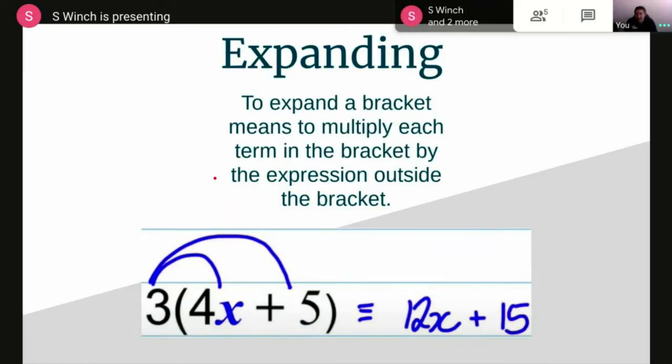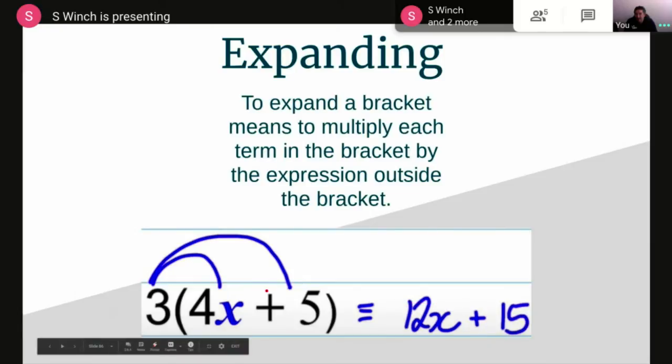As you can see on the screen, expanding is just to multiply each term within the bracket by the expression outside the bracket. So here, you've got 3 outside the bracket, and if you multiply that by the first term within the bracket, which is 4x, 3 times 4x gives you the first part of your answer, which is 12x. Then we go back to the number outside the bracket, multiply it by the second term within the bracket, so it's plus 5. 3 times plus 5 is plus 15.